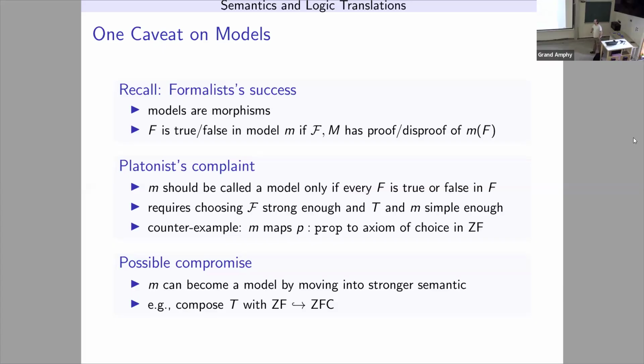So for example, I could write a model for just propositional logic with a single propositional variable p, and I map p in set theory to, say, the axiom of choice. Then if my semantic foundation is set f, then in this model, I don't know if p is true or false, because the axiom of choice can't be proved or disproved in set f.